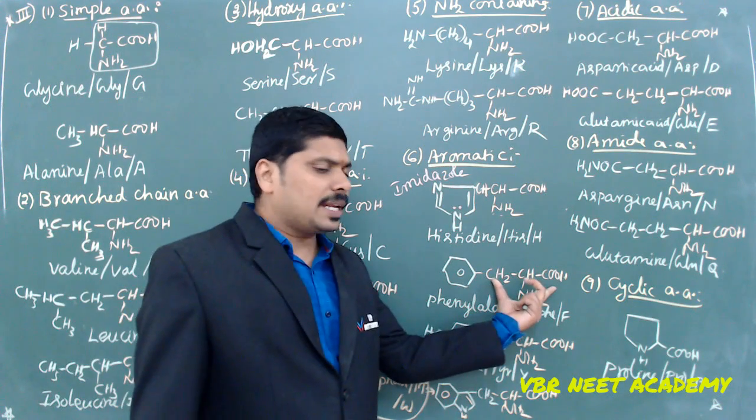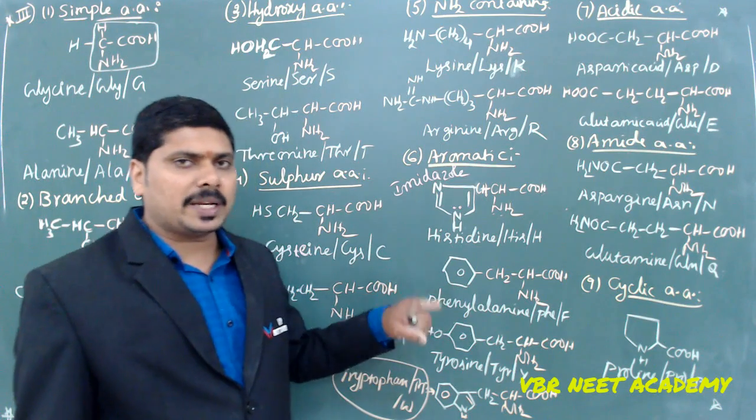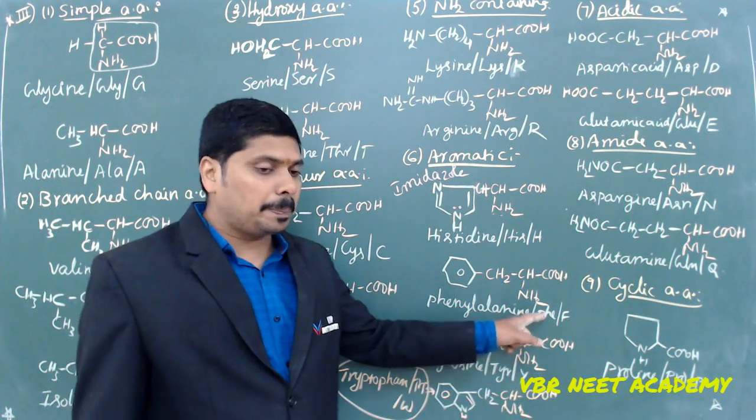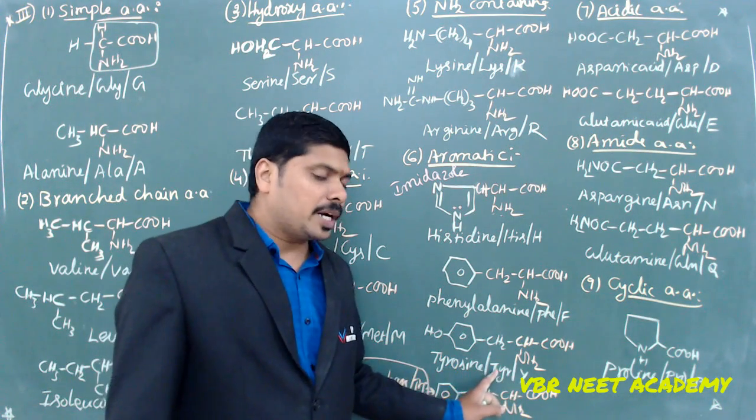And the next one is phenylalanine. Up to here it is alanine, and we have one benzene ring. When benzene acts as a substituent, we use phenyl. That's why it is phenylalanine, PHE, F. Here also we are not using P, we are using F. And then tyrosine, it is going to be T, we can't use Y.